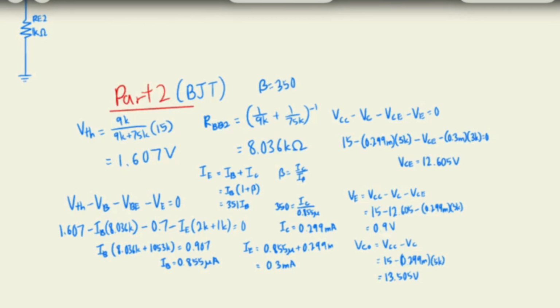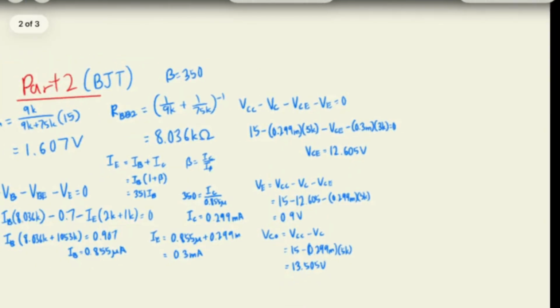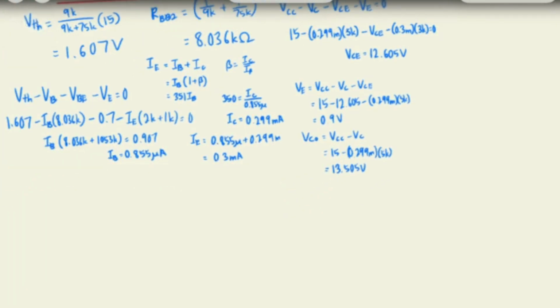as well as IE. Then we form our KVL, which is VCC minus VC minus VCE minus VE equals 0, and we are able to obtain our VCE. Then VE equals VCC minus VC minus VCE, and we are able to obtain our VE. And for our final step, VC naught equals VCC minus VC, substituting all the relevant information, we're able to obtain our final answer, which is 13.505.